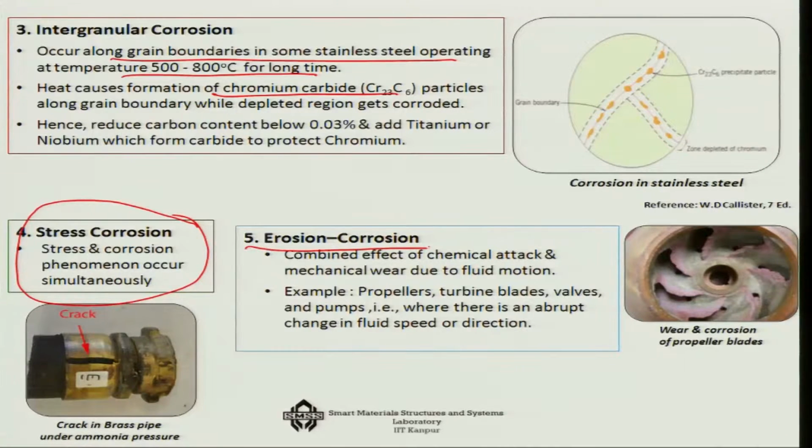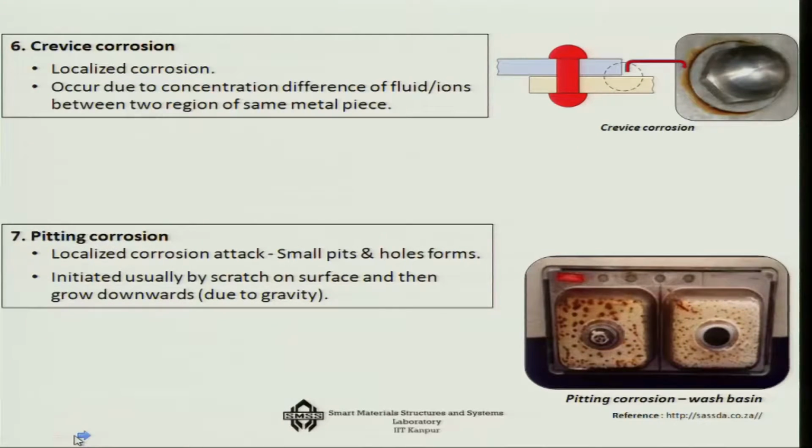The other one is the erosion corrosion process, which is a combined effect of chemical attack and mechanical wear due to some kind of fluid motion. For example, propellers, turbine blades, valves and pumps, even pipelines, where if the pipeline carries abrasive particles, there will be erosion as well as corrosion. So, there is a combination of wear and corrosion. Stress and corrosion, or wear and corrosion, these are even more severe conditions. It is not only corrosion, but something more than that that affects the system.